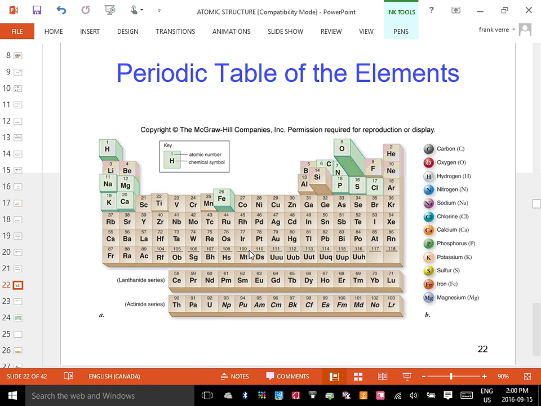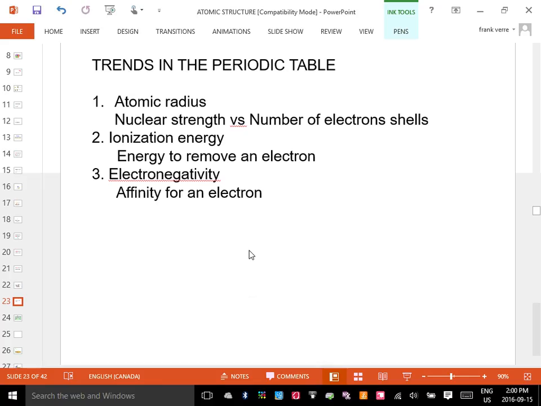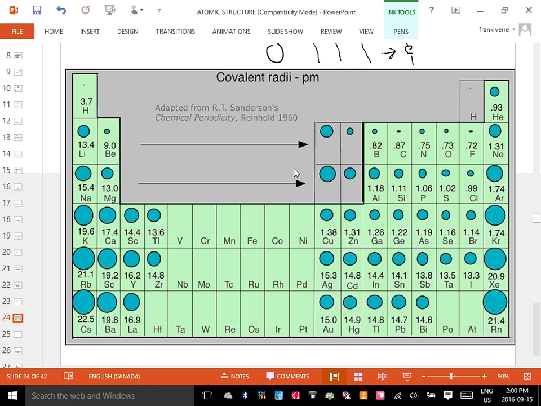I want to talk about trends in the table. So we're going to talk about the size of the atom. We're going to talk about something called ionization energy, and something called electronegativity. And this is our last topic, okay? But I'm going to ask you to think about that after I show you this picture.